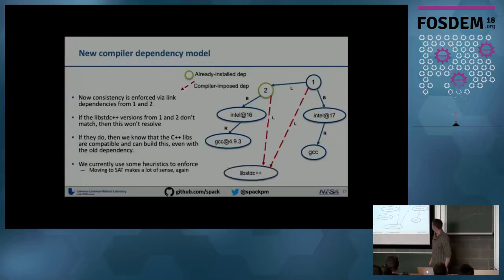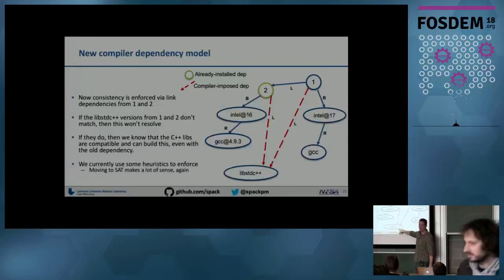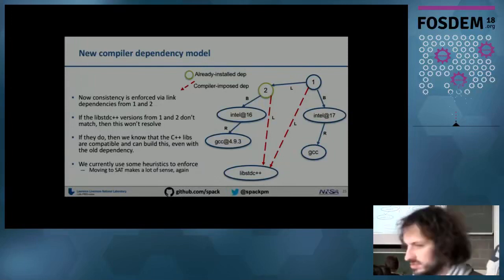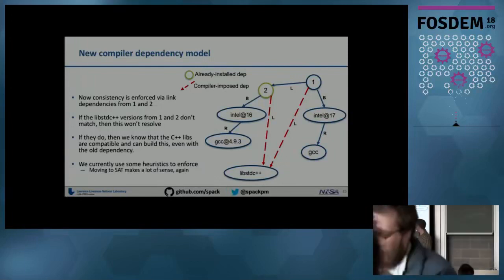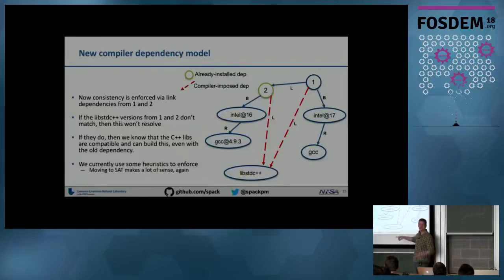And so now you get these two implicit hidden dependencies from the compiler on libstdc++. We force this to have one node for libstdc++ per DAG, and when those constraints get merged, you'll get a conflict if the libstdc++s are not synced between these different compilers. All right, so this is the model we're planning on going to.